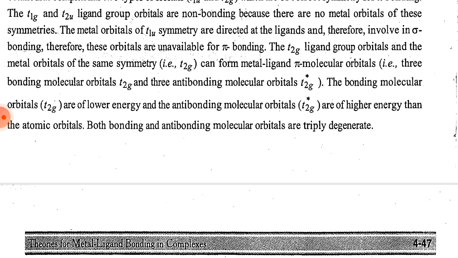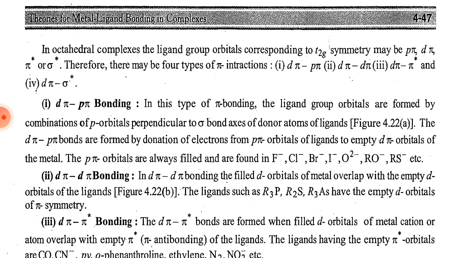The metal orbitals of T1u symmetry are directed at the ligand and are therefore involved in sigma bonding. Therefore, these orbitals are unavailable for pi bonding. The t2g ligand group orbitals and the metal orbitals of the same symmetry, that is t2g, can form metal-ligand sigma molecular orbitals, that is three bonding molecular orbitals t2g and three antibonding molecular orbitals t2g star. The bonding molecular orbitals t2g are of lower energy and the antibonding molecular orbitals t2g star are of higher energy than the atomic orbitals. Both bonding and antibonding molecular orbitals are triply degenerate.